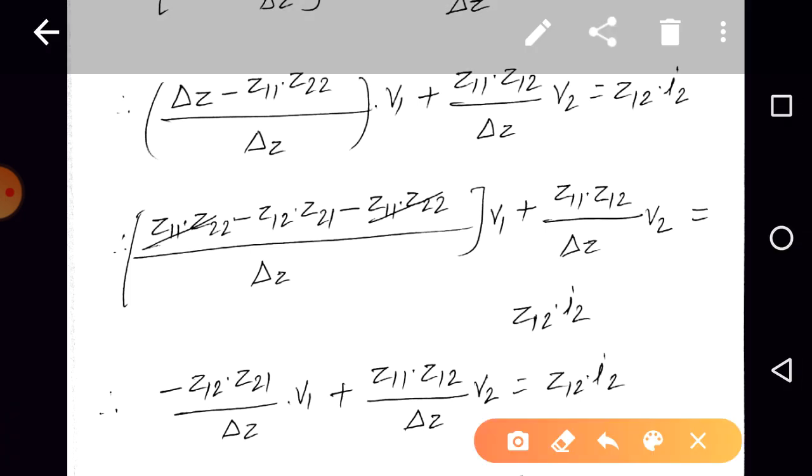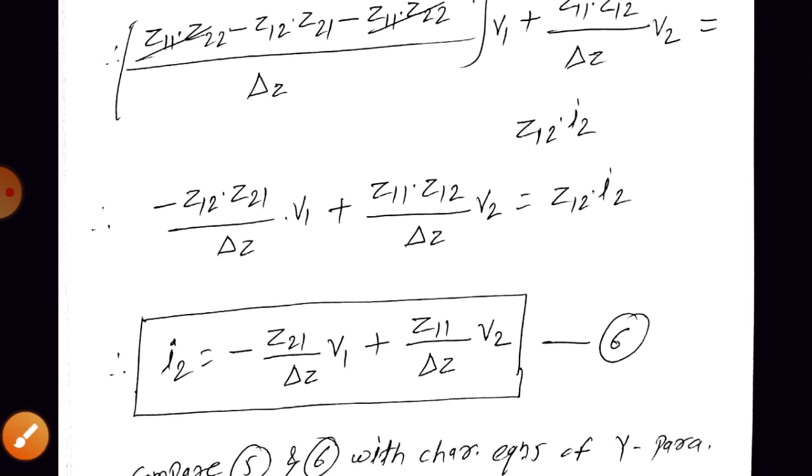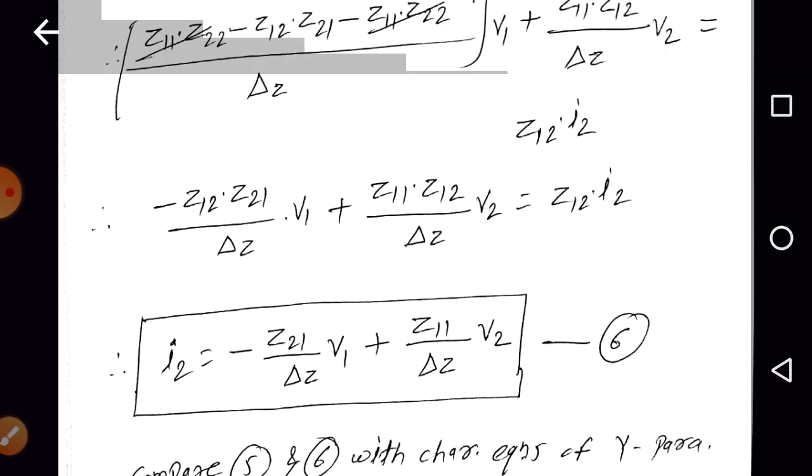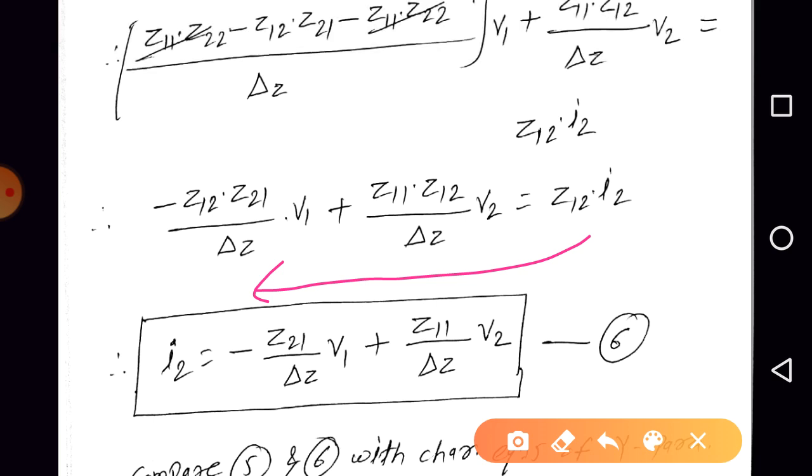So it is like minus z12 into z21 by delta z divided by z12, right? So z12 will get cancelled, so it is minus z21 by delta z into v1 plus z11 by delta z into v2, right? So I2 is equal to y21 into v1 plus y22 into v2. So what is y21? y21 is minus z21 by delta z, and y22 is z11 by delta z.